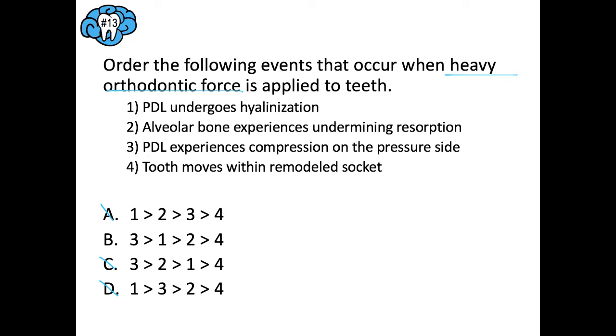And then next we're going to have a big delay after this part, because we have to recruit osteoclasts from the nearest source, which is going to be the underlying bone marrow. This is called undermining resorption, which occurs in about 3 to 5 days. So 2 will be next. Okay, that looks good. And then finally, the tooth will be able to move within that remodeled socket in about 1 to 2 weeks. So 3124, that's looking pretty good. We're going to select that as our answer, and that is the correct answer.